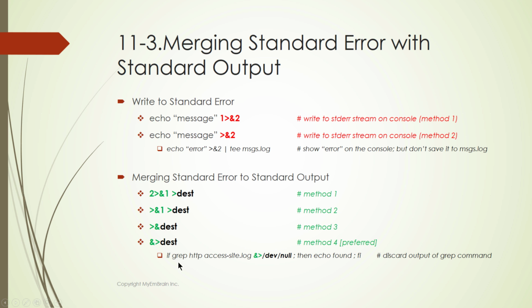Why? The reason is that in this particular example, we try to grep for the HTTP keyword from the access_site.log. Grep will usually print out either the output or the error message. And we don't care about that output, and we don't care about the error message either. All we care about is if grep returns 0 or not. If grep returns 0, we know that HTTP has been found in this log file.